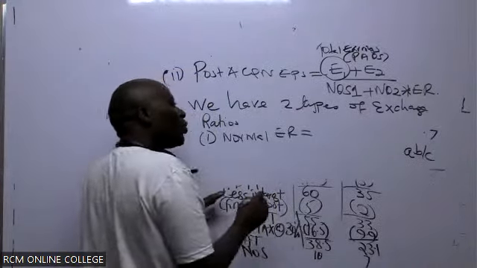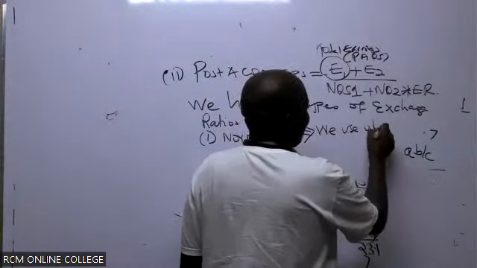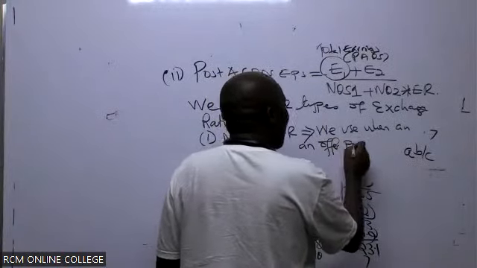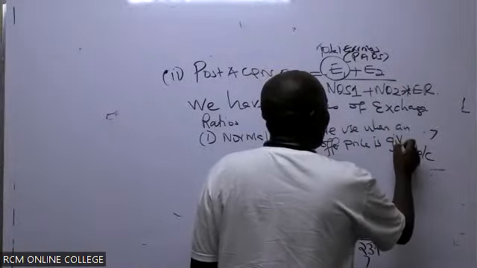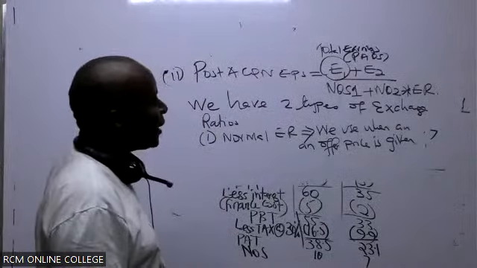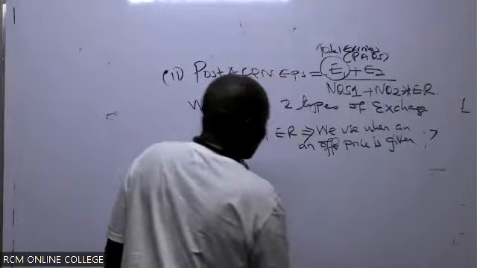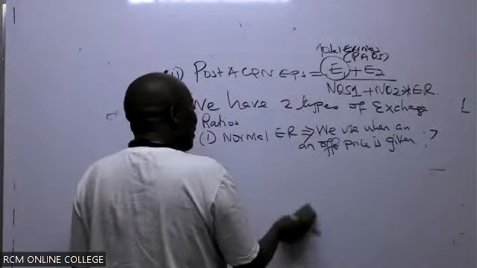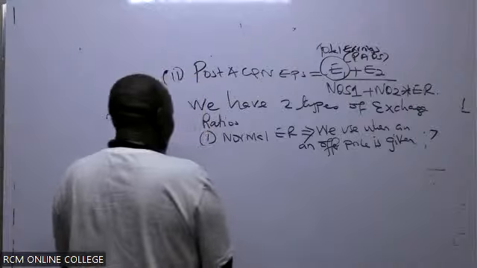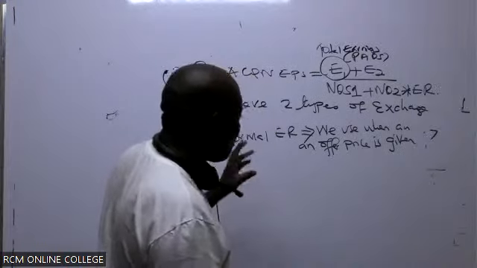Normal exchange ratio, this one here, we use it when an offer price is given. So whenever an offer price has been provided, we shall never think about this other non-diluting exchange ratio. Whenever you are given an offer price, we shall always think about this normal exchange ratio.